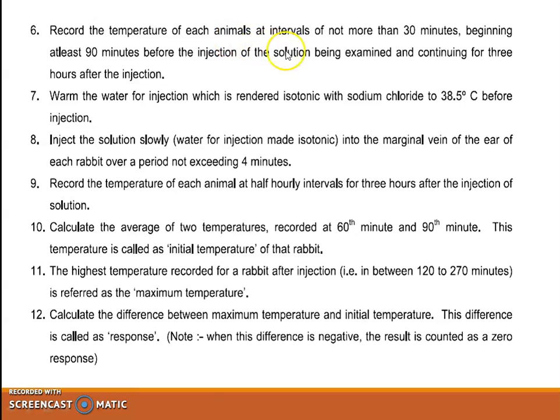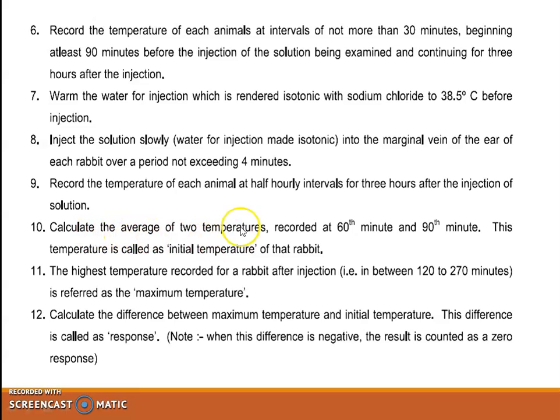Record the temperature of each animal at intervals of not more than 30 minutes, beginning at least 90 minutes before the injection of the solution being examined and continuing for 3 hours after injection. Warm the water for injection, which is rendered isotonic with sodium chloride, to 38.5 degrees Celsius before injecting. Inject the solution slowly into the marginal vein of the ear of each rabbit over a period not exceeding 4 minutes. Record the temperature of each animal at half-hourly intervals for 3 hours after the injection of the solution.